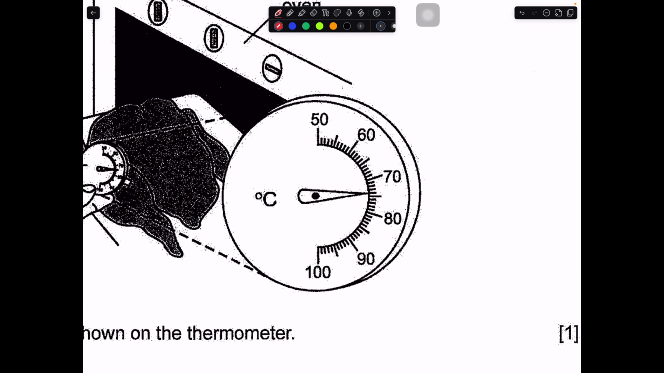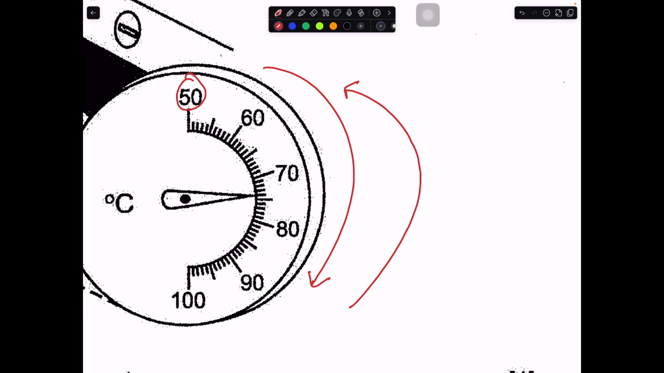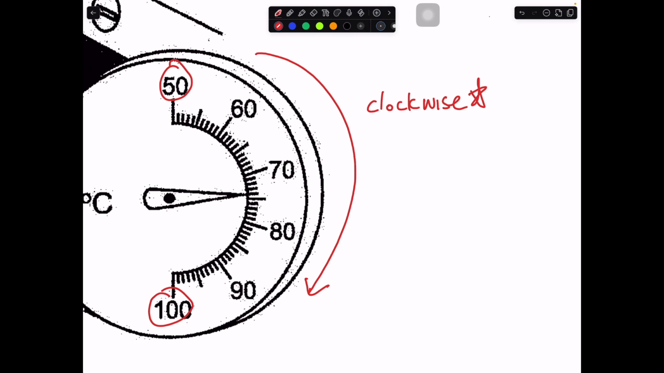So you have to look at this part, right? You ask yourself, okay, is it reading from here or is it reading from here? In this case, you can see 50 here, 100 here. So we are reading from this direction, or what we call clockwise. If you look very carefully, 70, this is 71, 72, 73, 74. So this part over here, the temperature that we are reading is 74 degrees Celsius.